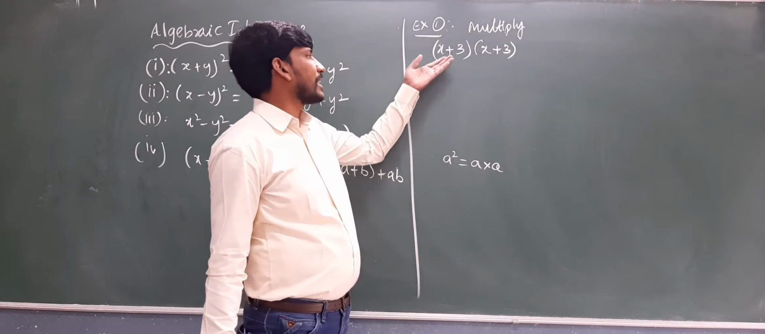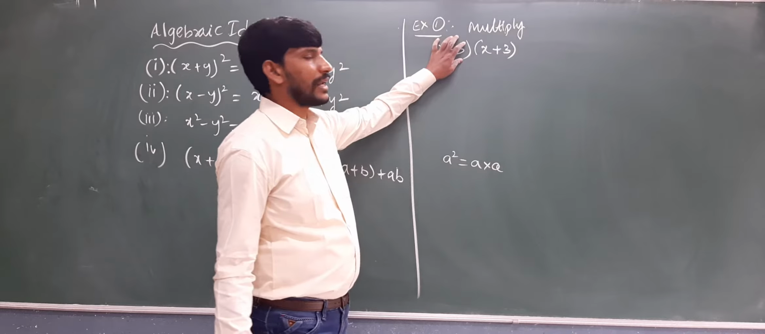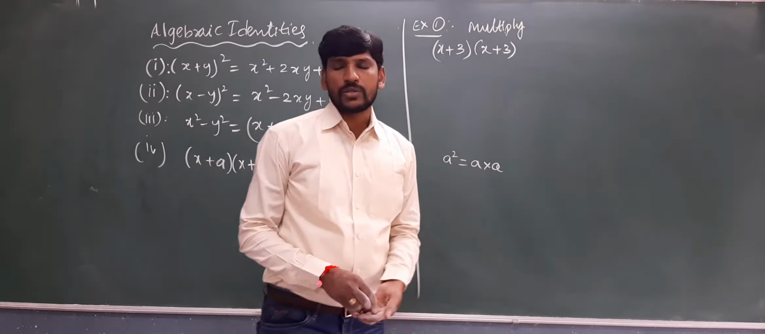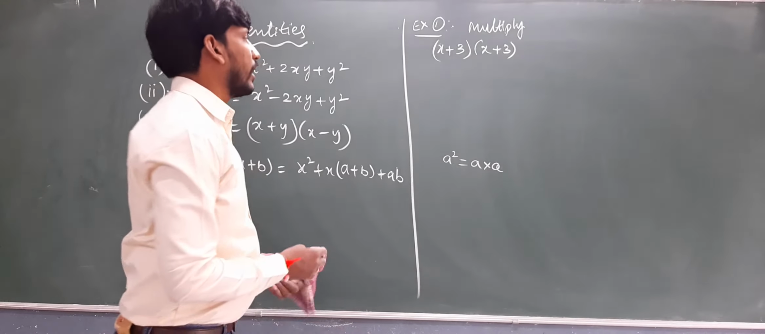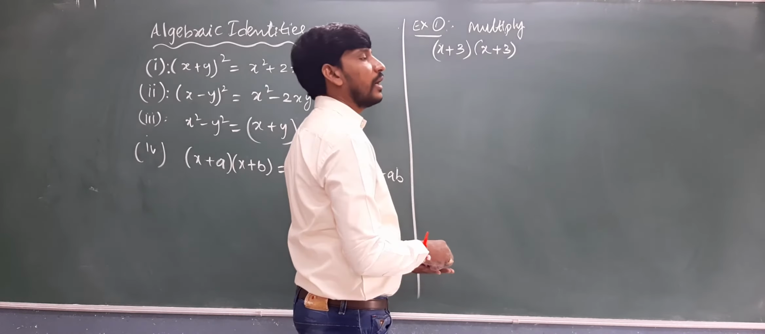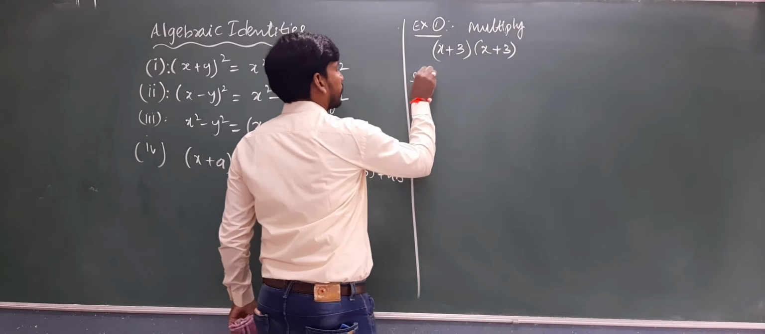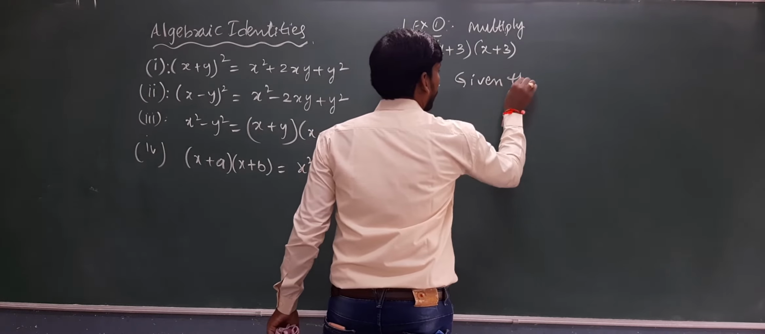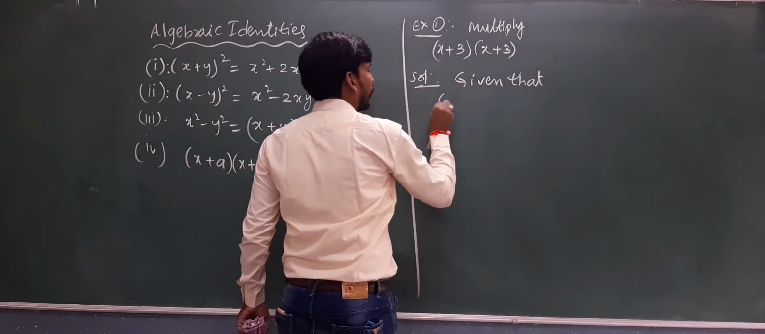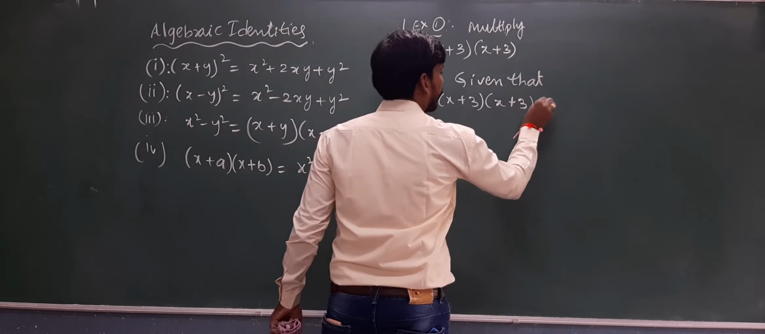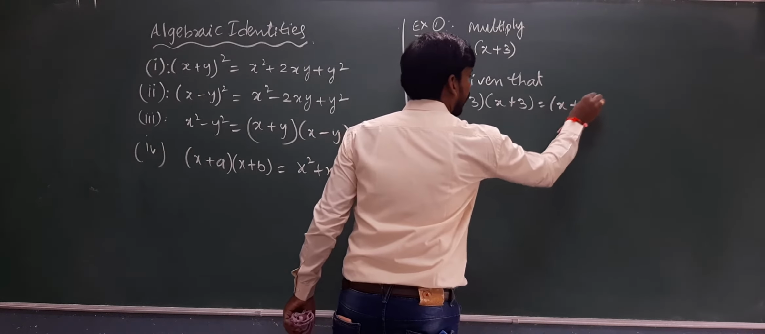The same way, x plus 3 into x plus 3. This one bracket, think of it as a, and this is one more a. A into a is equal to a square. So therefore here x plus 3 into x plus 3 can be written as x plus 3 whole square. Now solution. Given that x plus 3 into x plus 3, which can be written as x plus 3 whole square.